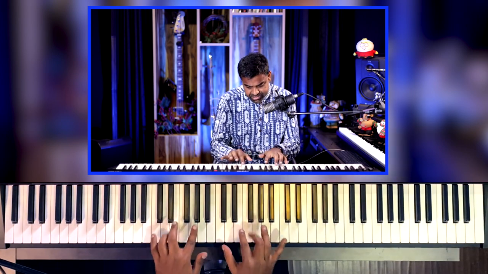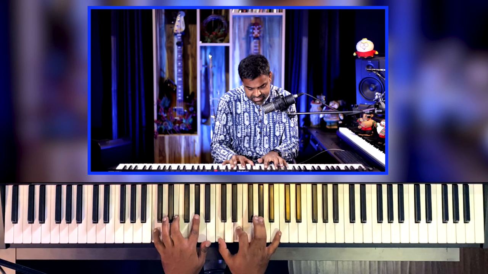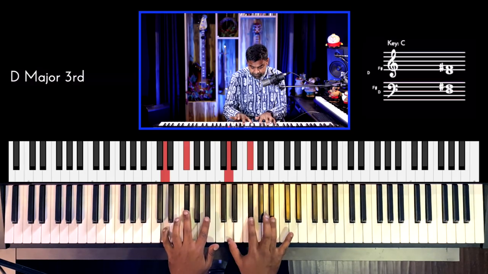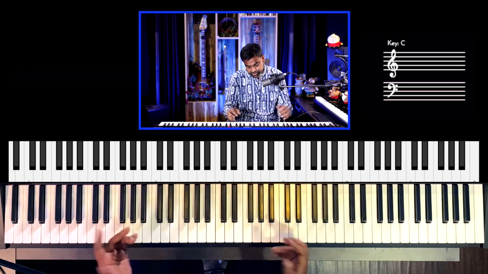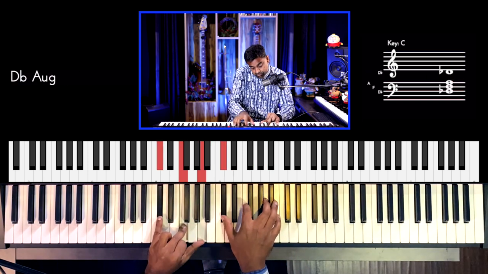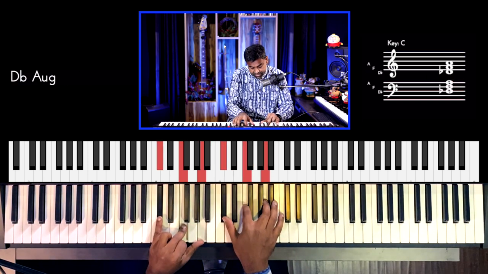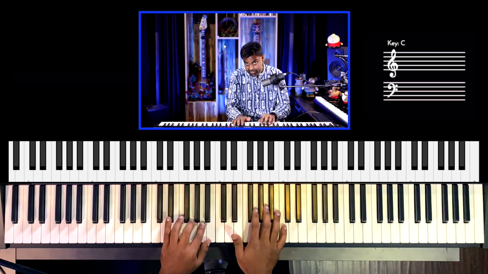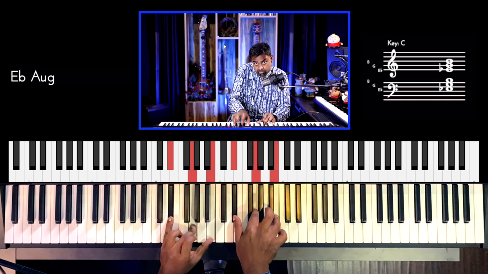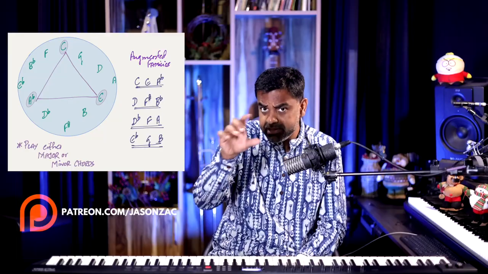So what you do is you form these various triangles. You can do the D triangle, D, F sharp, and B flat, and you could do the D flat triangle, which is D flat, F, and A, also D flat augmented. Then you can do the E flat triangle, E flat, G, B.